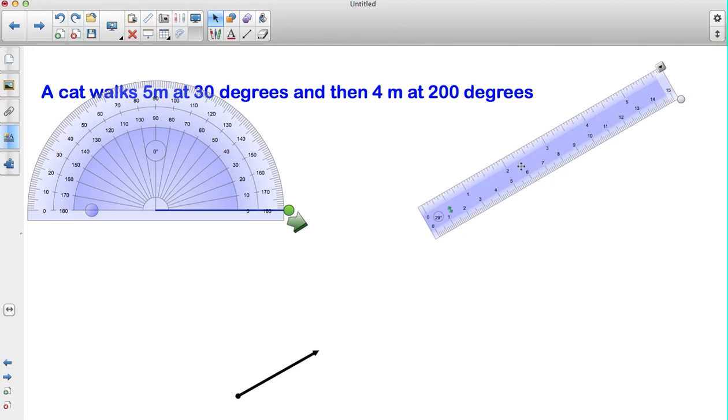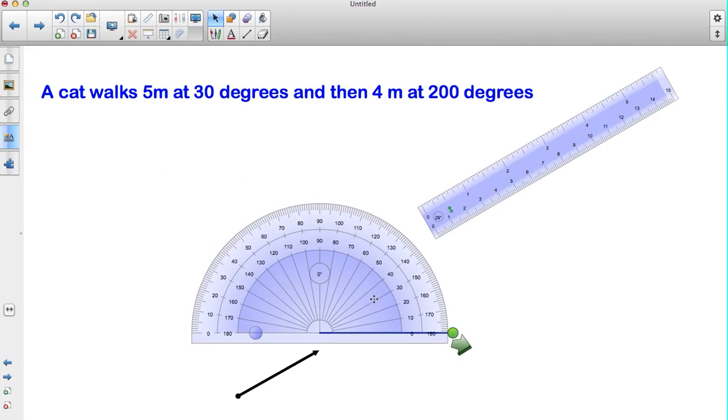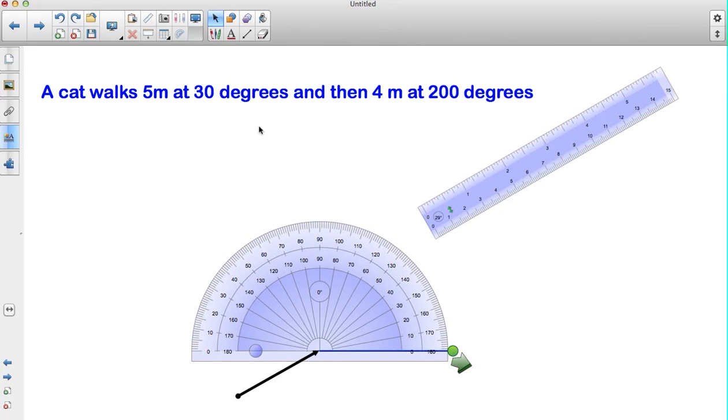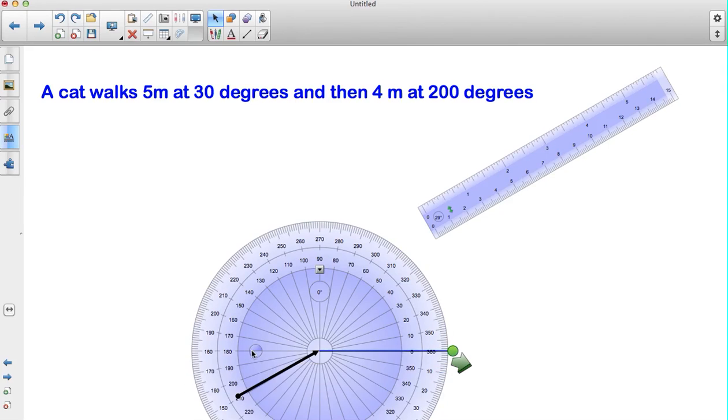Now I'm going to go 4 meters at 200 degrees. So what I do is I take my protractor, I go right to the end of that. Now I'm going to go at 200 degrees. Now, what we notice is there's not a whole 200 here. So what I have to do is add on to this. And you'll see we almost end up right where we started. I don't know if that was the best example to pick. But we're going to go back down here, 200 degrees.